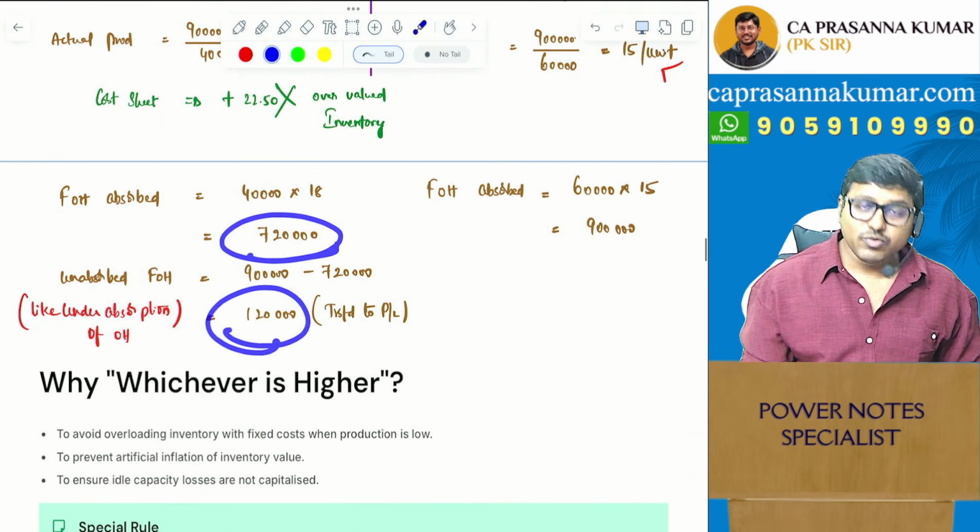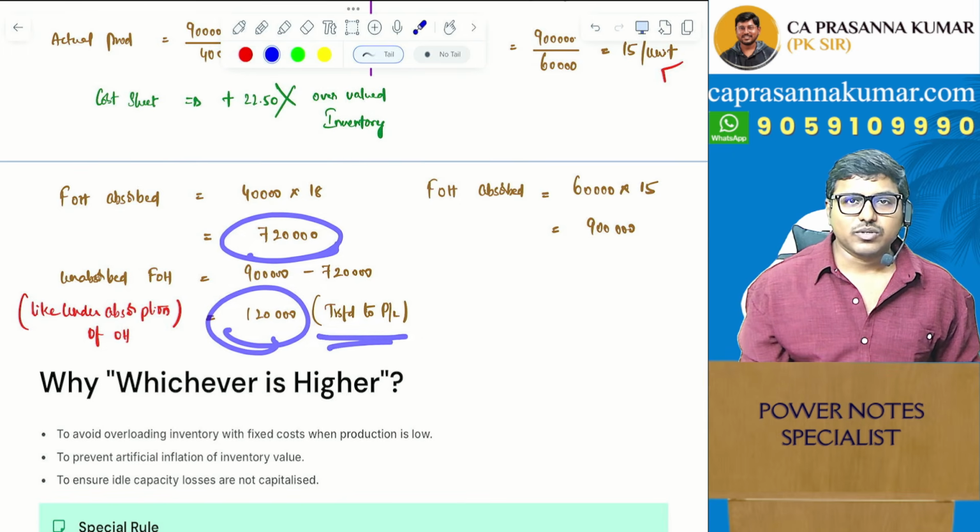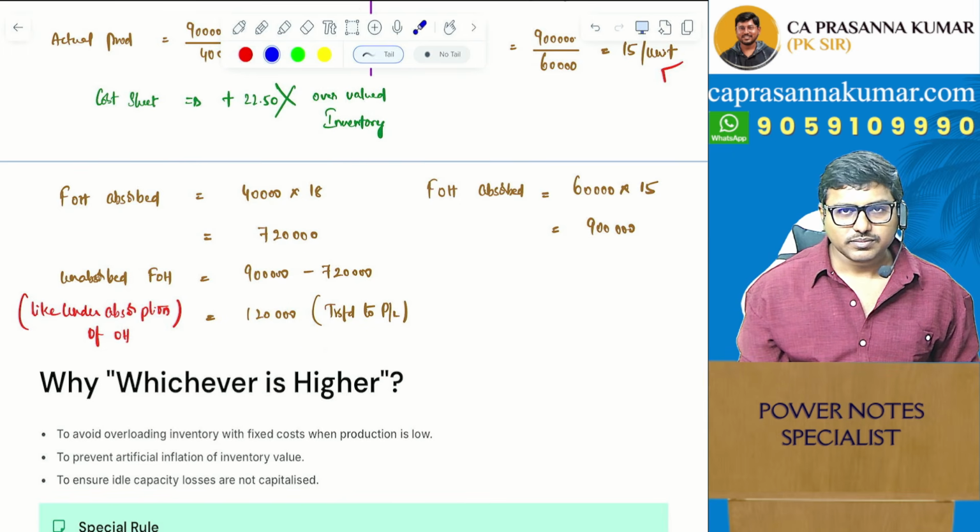The balance 1,20,000 is unabsorbed fixed overheads. What should I do with that, sir? Transfer it to P&L account. Charge it to P&L. Okay, sir.